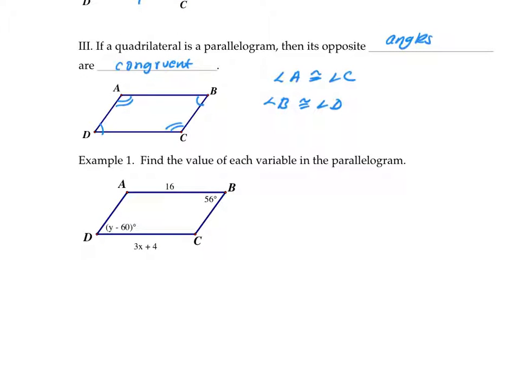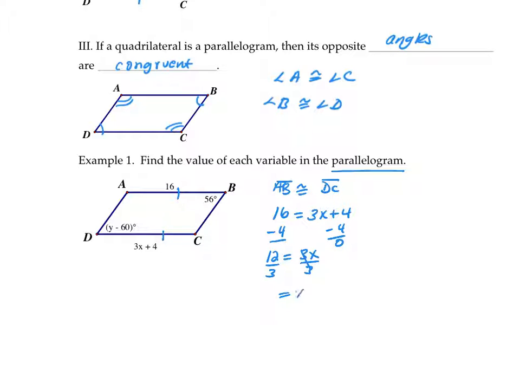Okay, so in our first example, it says find the value of each variable in the parallelogram. So we're told from the start that it is a parallelogram. So what we know is that opposite sides are congruent. So we know that AB is congruent to DC. So that allows us to say that 16 is equal to 3x plus 4. And so we've got an equation that we can use to solve for x. So subtract 4 from both sides, and 16 minus 4 is 12. So we have 12 is equal to 3x. Divide by 3, and we get x is equal to 4.